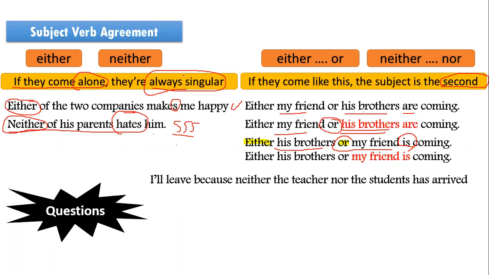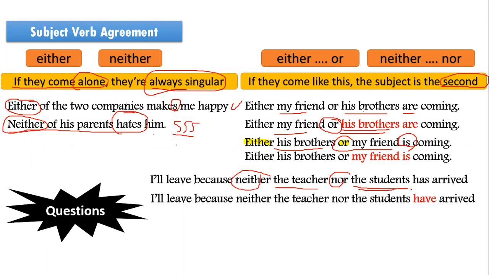Very good, Ahmed, Hazim. Very good, Maryam, Omran. All right. I leave because neither the teacher nor the students. Here is my subject. The students is plural, so this should be have, not has. All right. Think of this one, please.